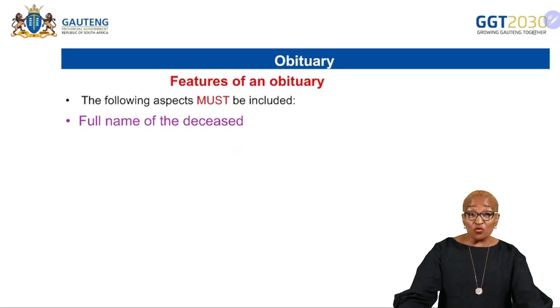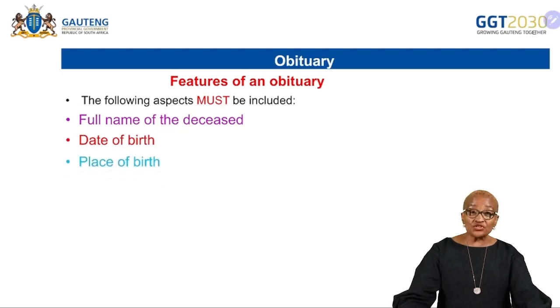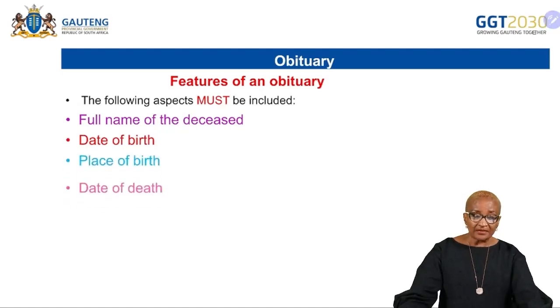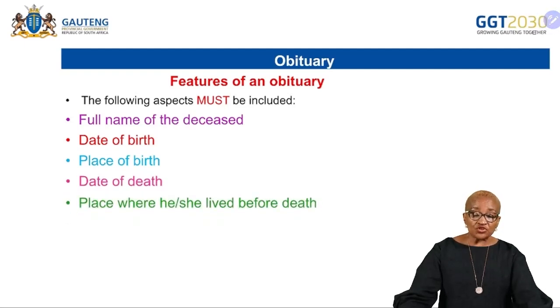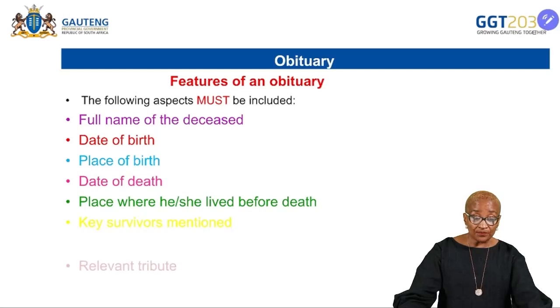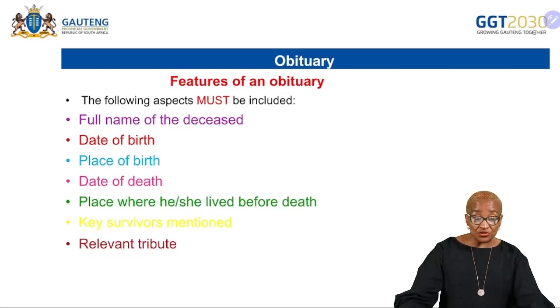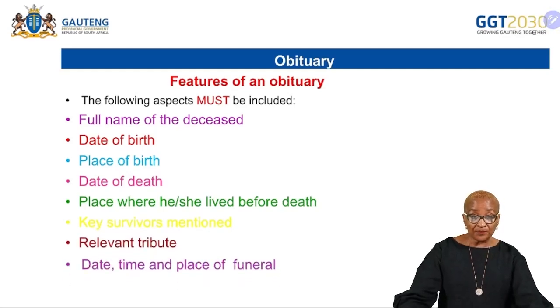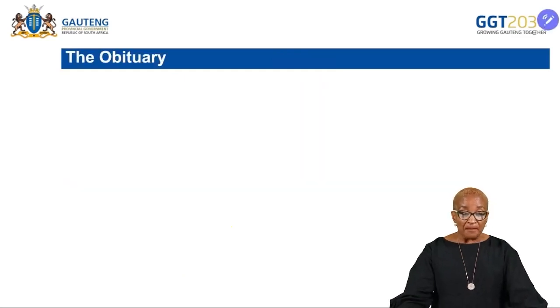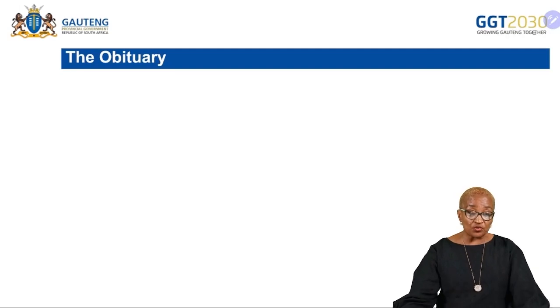The full name of the deceased, the date of birth, the place of birth, the date of death, place where she or he lived before death. The key survivors, they need to be mentioned, and a relevant tribute must be paid. Date, time, and place of funeral must be included in the obituary.